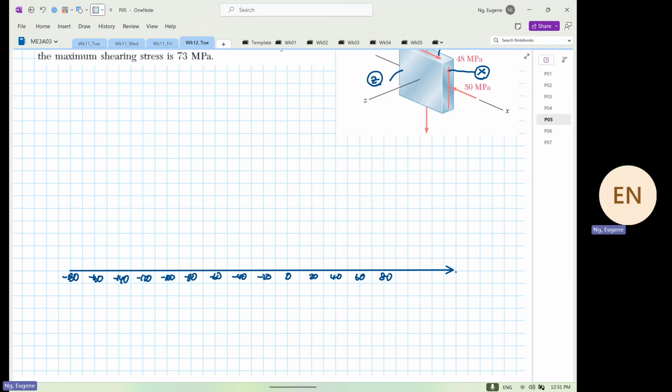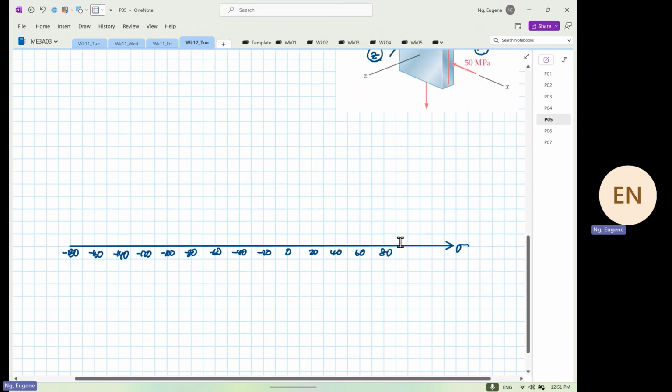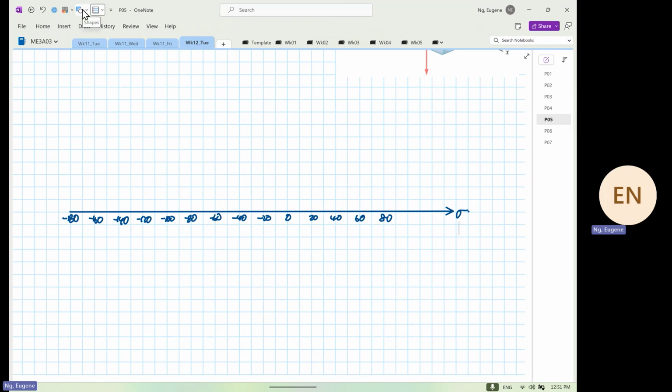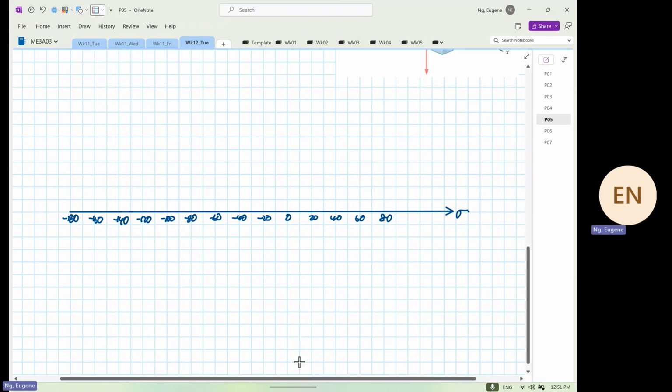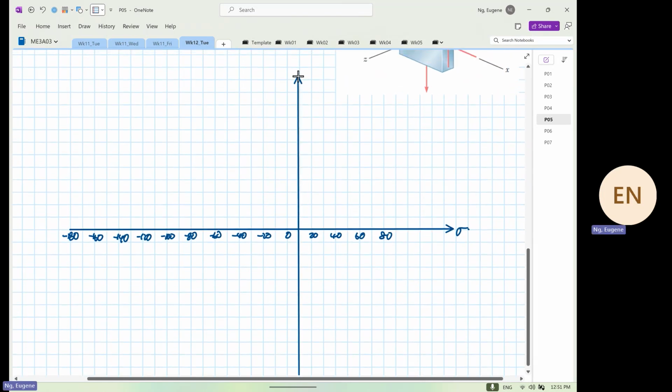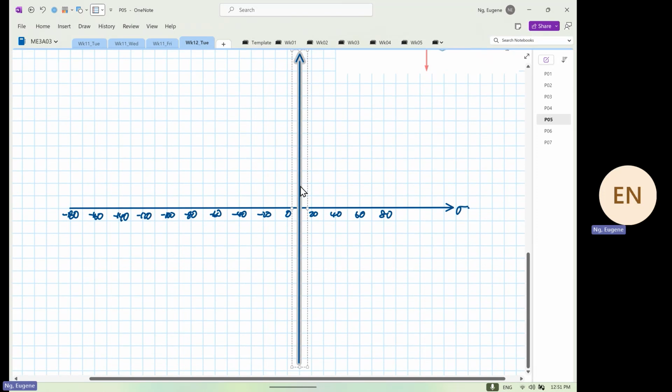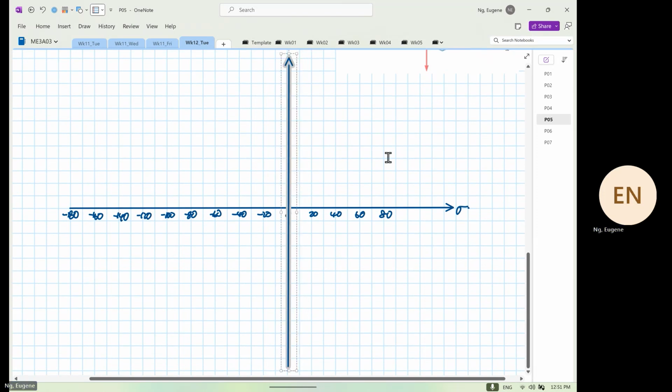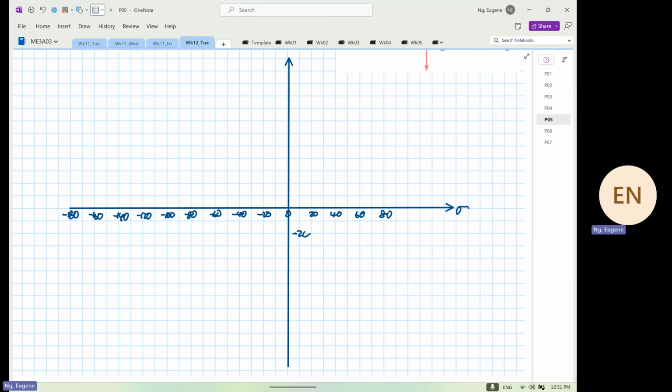Like before, you have to ensure that the scales you use are the same on the horizontal and also on the vertical. Remember, my numbering was off. So you have -20, -40, -60, -80, -100, 20, 40, 60, 80, 100, shear clockwise and anti-clockwise.